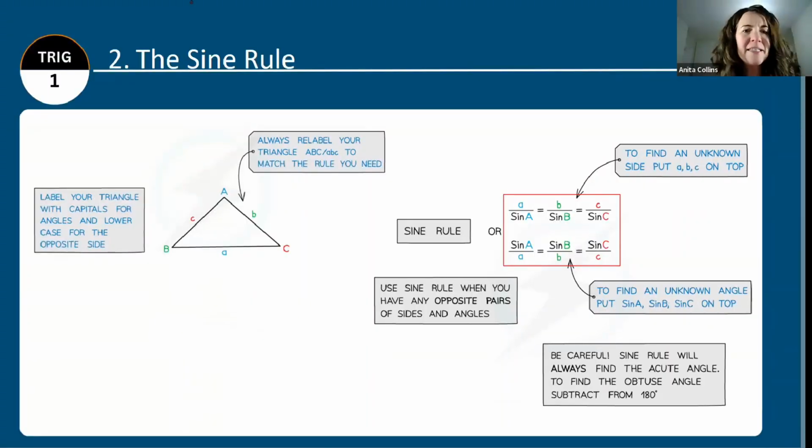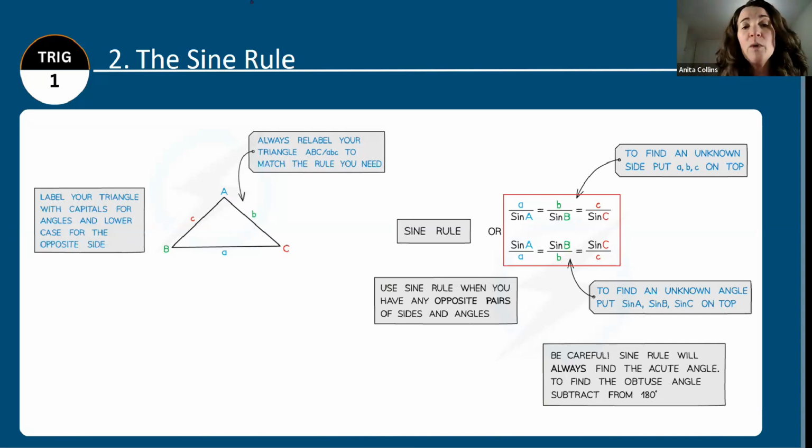Right, second part of this lesson, the sine rule. The sine rule is used for finding either an unknown length or an unknown angle, but in a non-right angled triangle. So the trigonometry that you would have done up to now was all right angle triangles. Now we're going to be dealing with triangles like this one here, where we don't know if there's a right angle or not, possibly not.